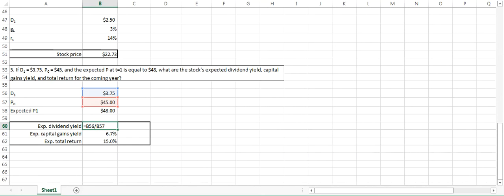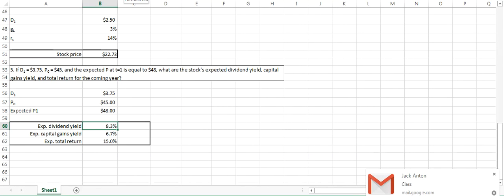Our dividend yield is simply a reverse of the formula that we used above, and it's calculated as our dividend in time period 1 divided by our current stock price. So it's $3.75 divided by $45, which gives us an expected dividend yield of 8.3%. Our dividend yield tells us the percentage of dividends that are paid as a percent of the total price.